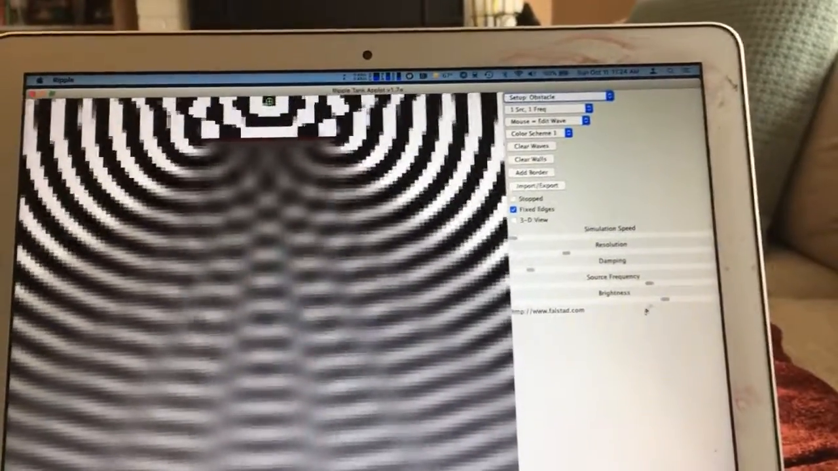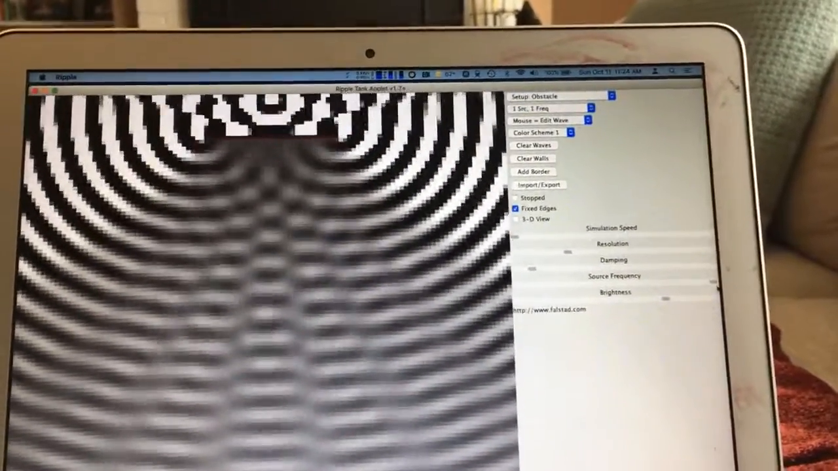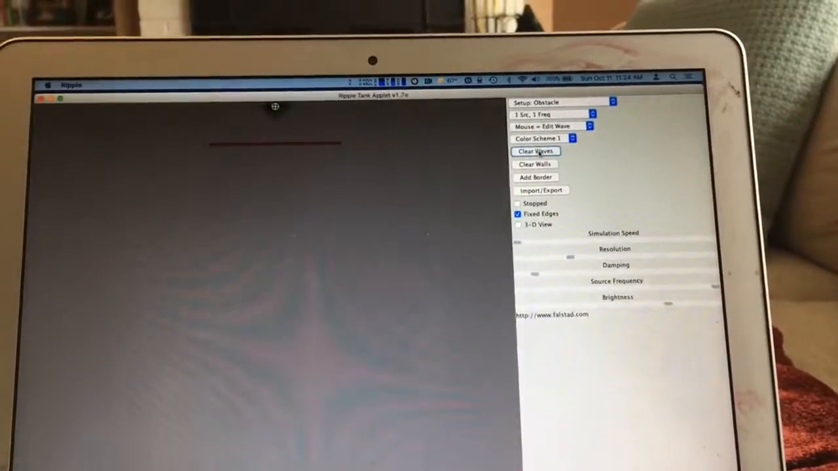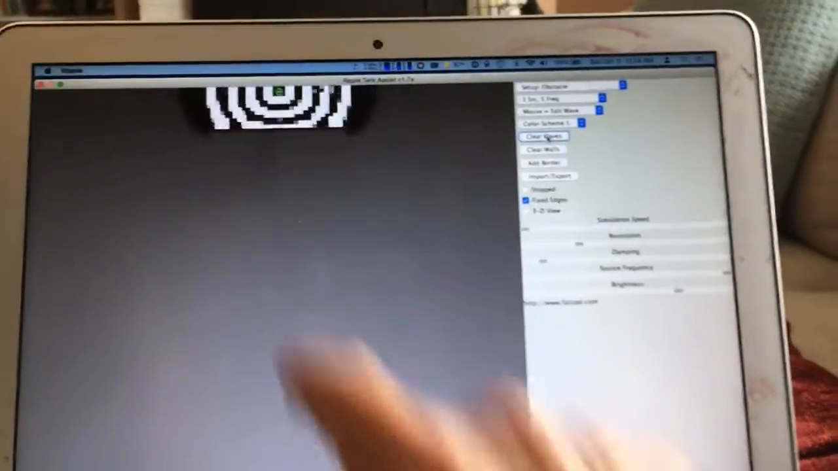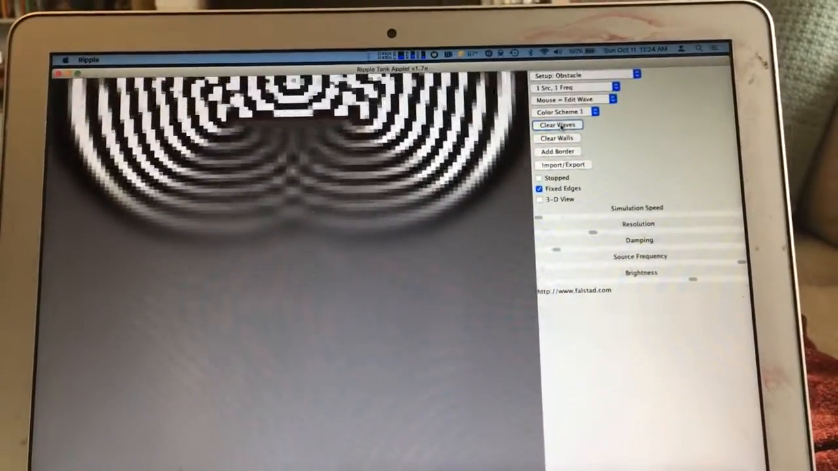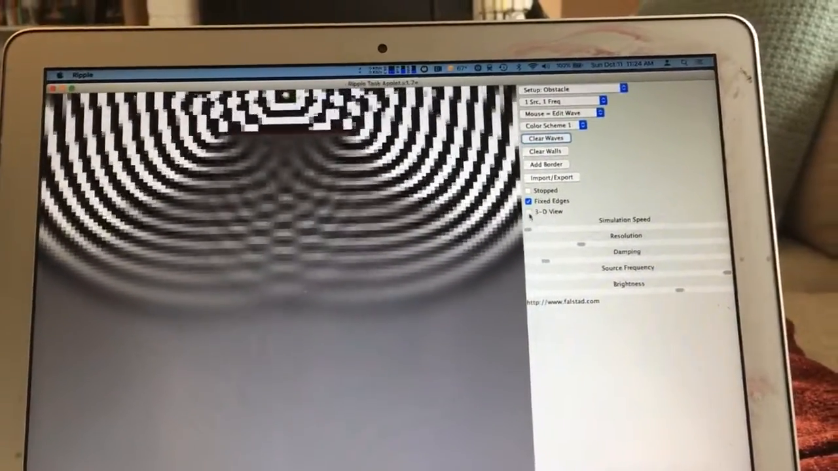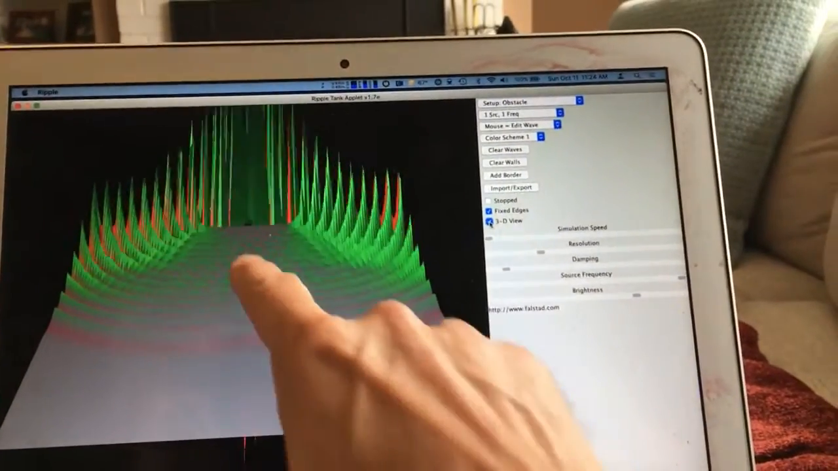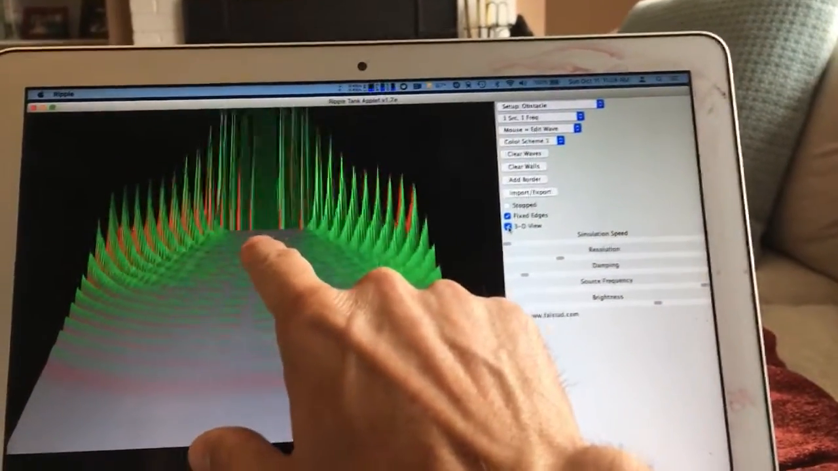In fact, we can go up to very high frequency and we should get a pretty good shadow in here. And we can even look at the 3D view. And I guess, yeah, you see it's pretty quiet in this region.